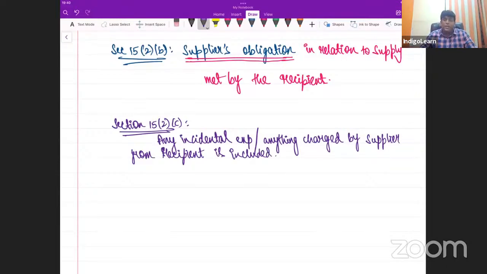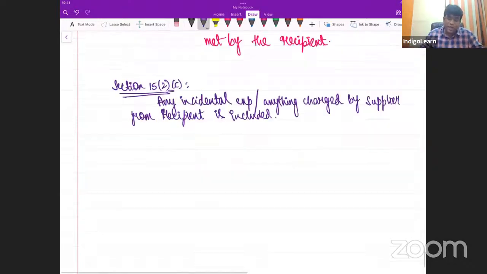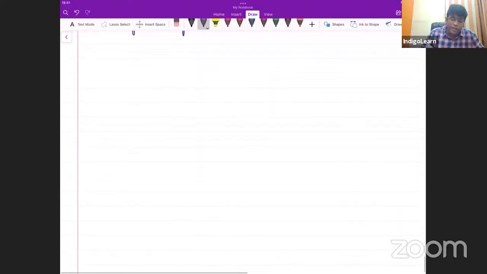What are the 3 points we have done? First one, tell me guys. Any tax, duty, cess, fee charged by supplier from recipient. Then 15(2)(b), supplier's obligation in relation to supply met by recipient. Then what is 15(2)(c)? Any incidental expenses or anything charged by supplier from recipient. So any amount the supplier takes from the recipient will be included in the value of supply. No second thought about it. Then next point, very, very important. Listen very carefully, sir.